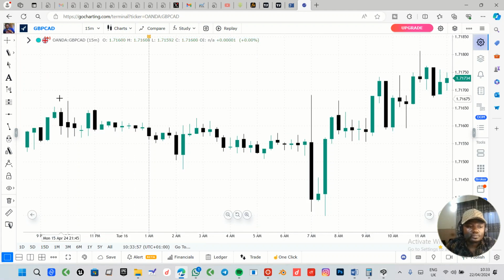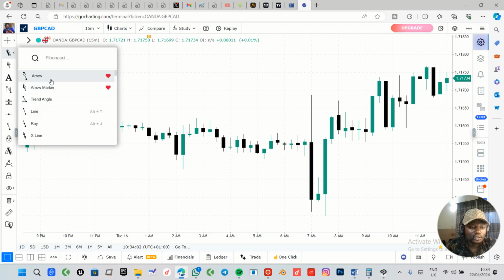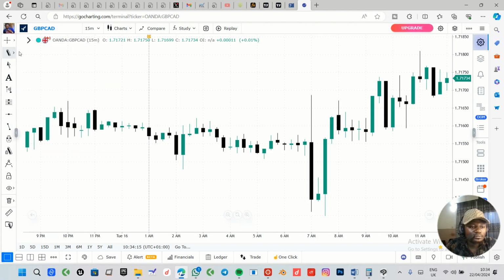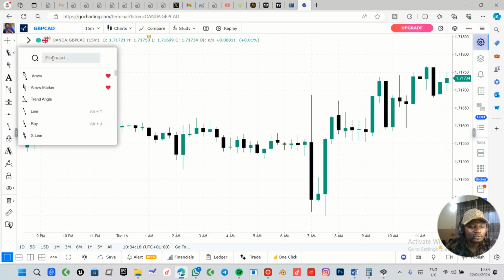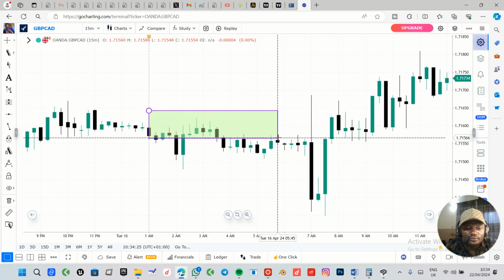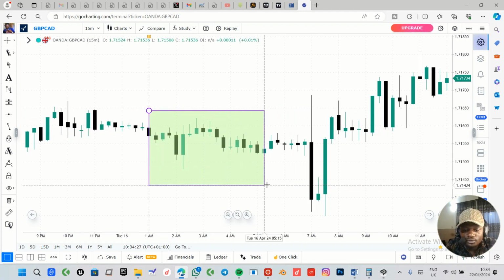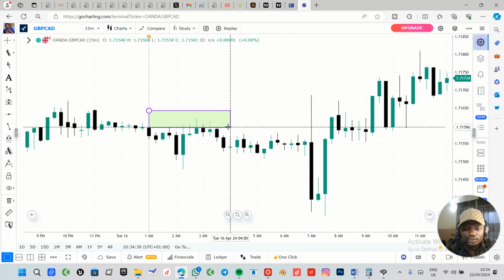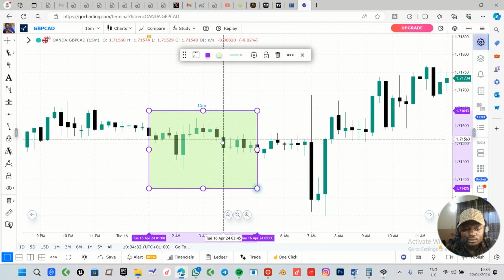Let's mark something out here. Let me show you guys. Now this news release is close to the Asian session. The Asian session is normally, let's draw it out, with a rectangle. You pick your rectangle tool. Now the Asian session is normally from 12 to 5. So let's look for 5. Good. This is where it stops.